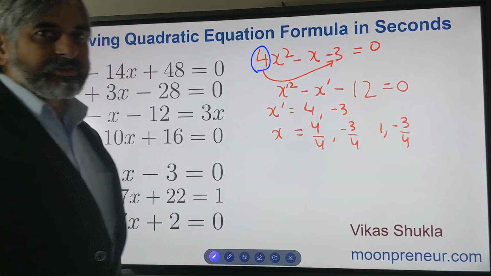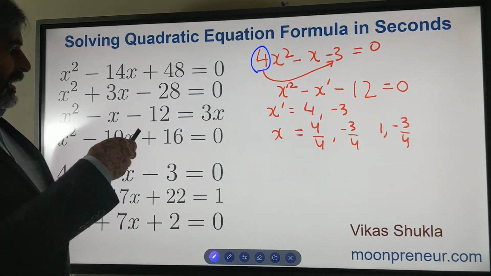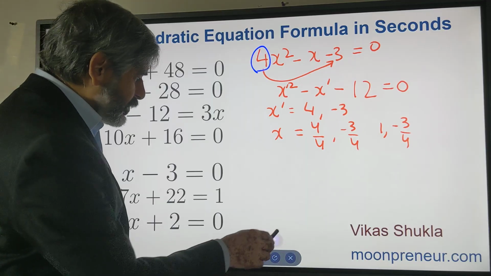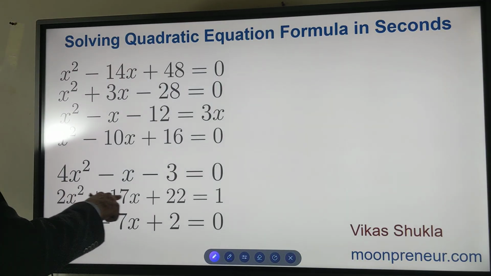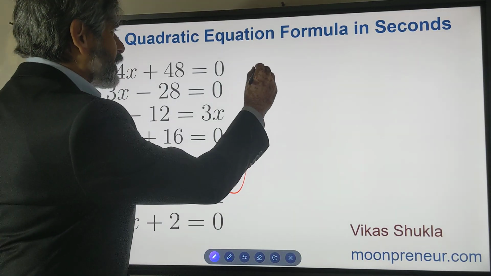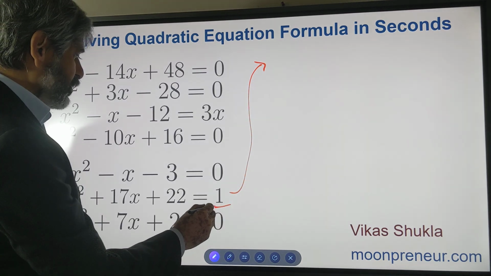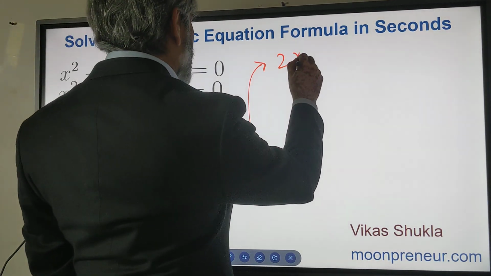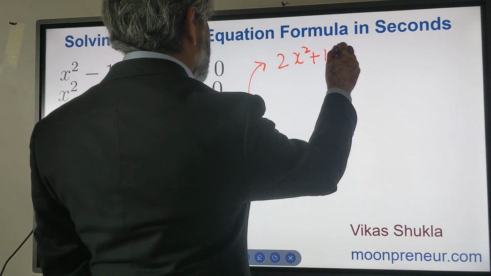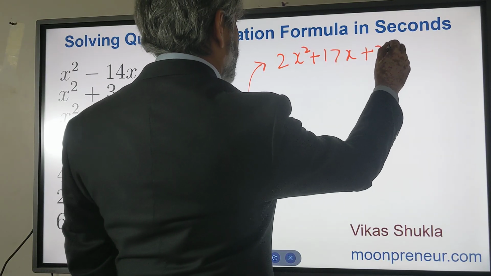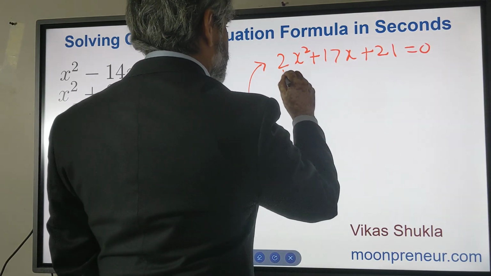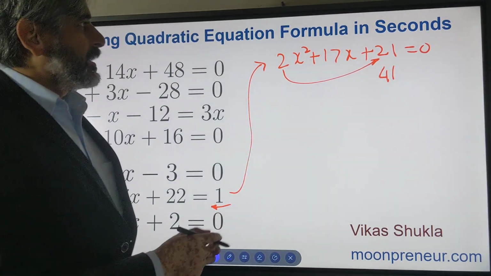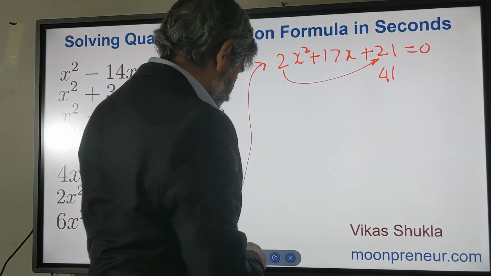The two-step process is still very efficient, and let's see if we can quickly do the next problems using this quick method. In this one, for example, I can write this equation. I will take 1 on this left hand side. So my equation becomes 2x squared plus 17x plus 21 equal to 0. Take this 2 here, this becomes 42.